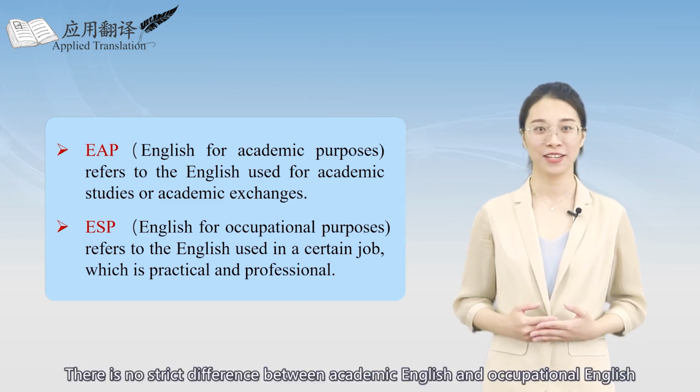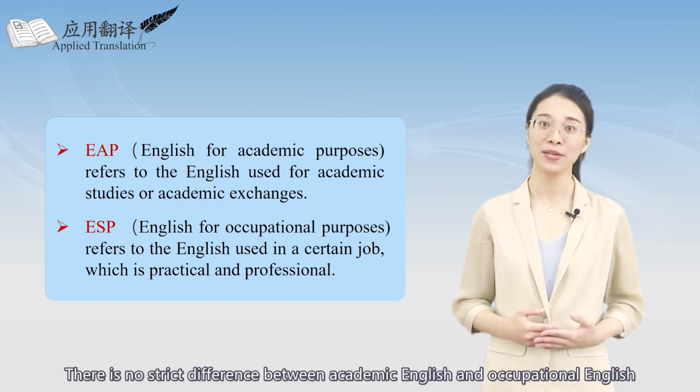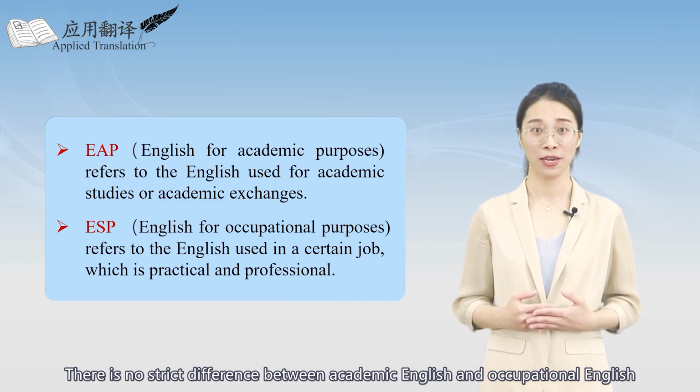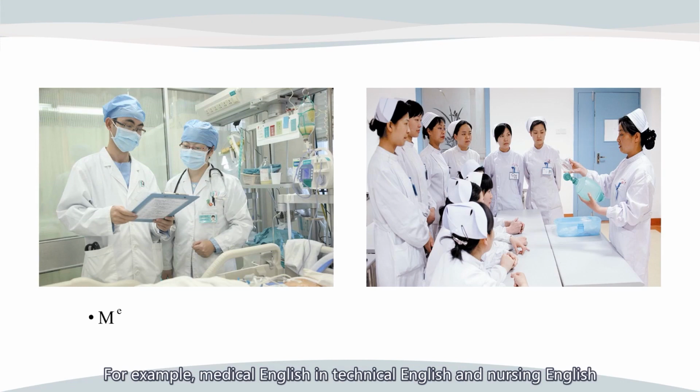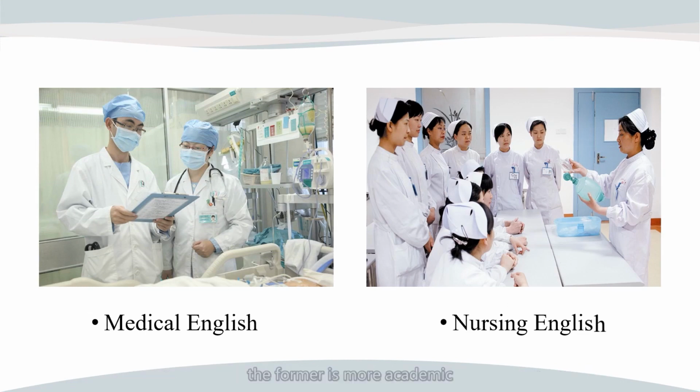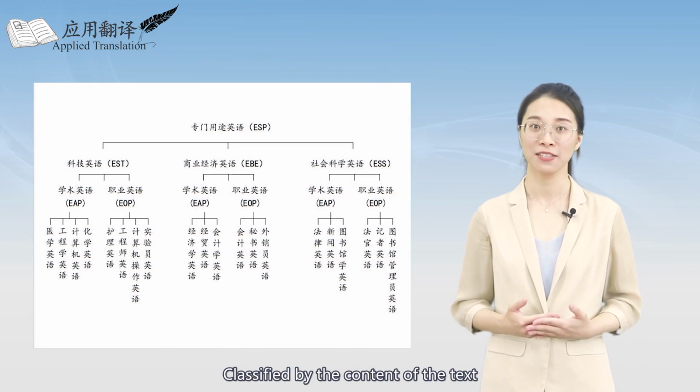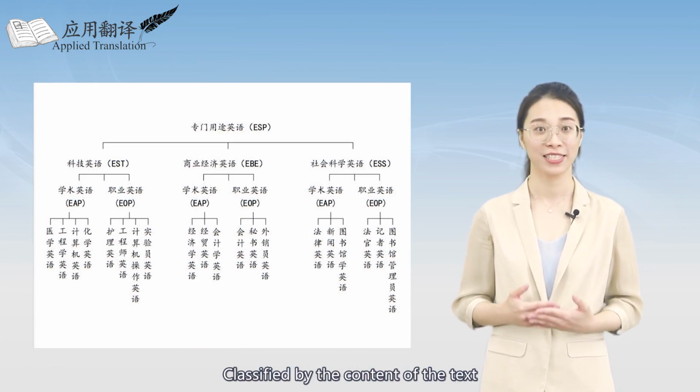There is no strict difference between academic English and occupational English. For example, medical English includes technical English and nursing English. The former is more academic, formal, and more rigorous. The latter is more professional and more practical. Let's come back to the chart classified by the content of the text.